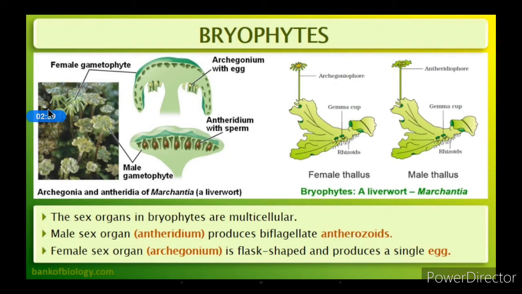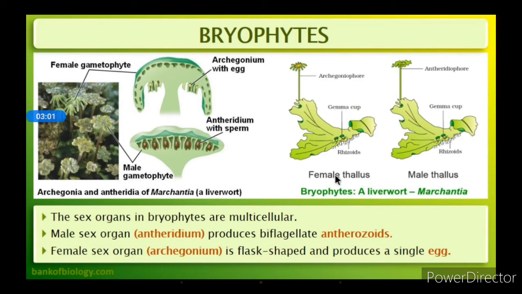Here you can see the picture of the Marchantia plant, and here you can see an umbrella-like structure. This is the archegonium, that is the female gametophyte, with a magnified picture of the same with the egg here, right? And this is the male gametophyte, that is the antheridium with sperm.